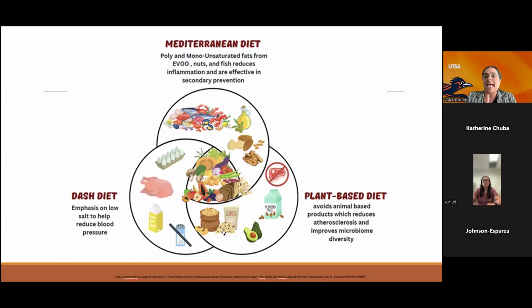And then you have the DASH diet, which again is like a classic My Plate diet, but mainly focusing on cutting down sodium. And you can see in between, the common thing amongst all of them is consuming more fruits, consuming more vegetables, consuming more lean meats, which is the thing that really is common amongst all of them.